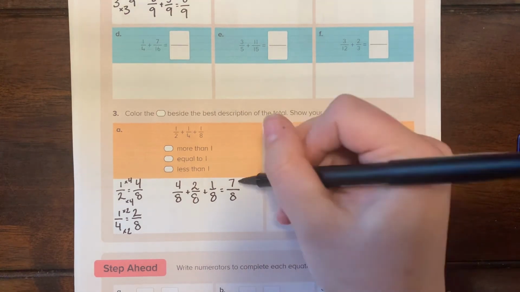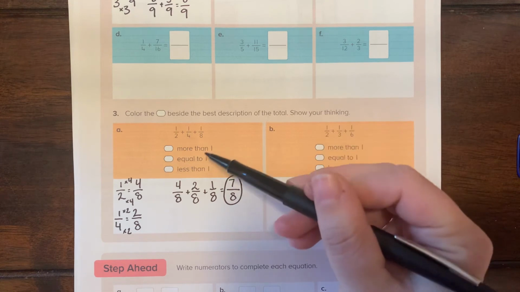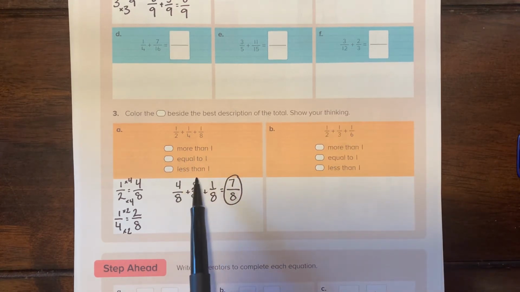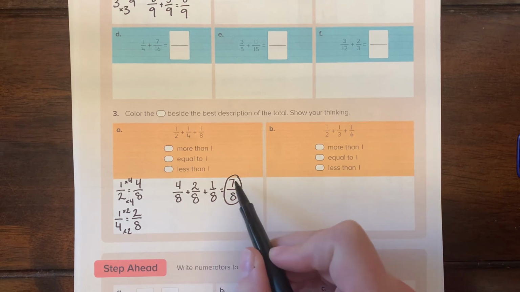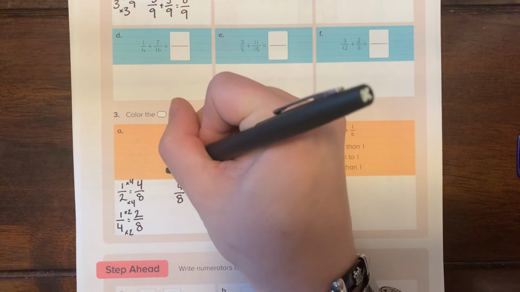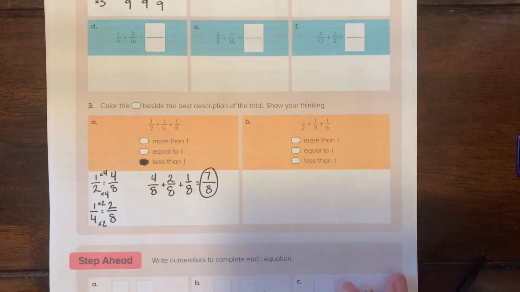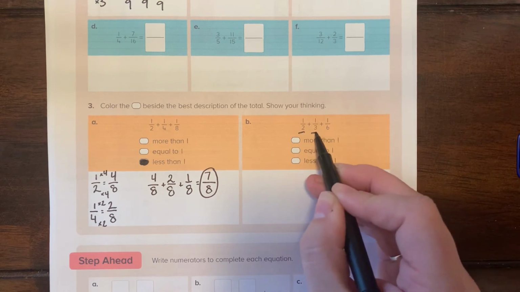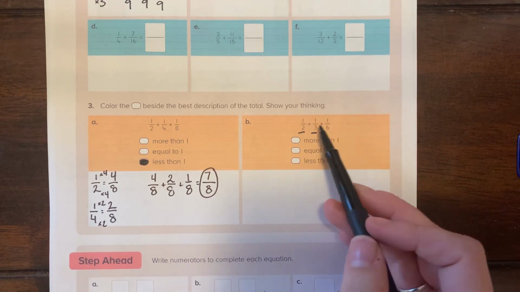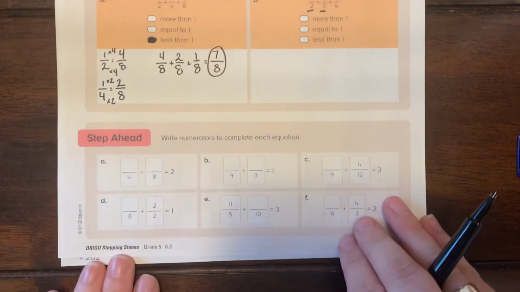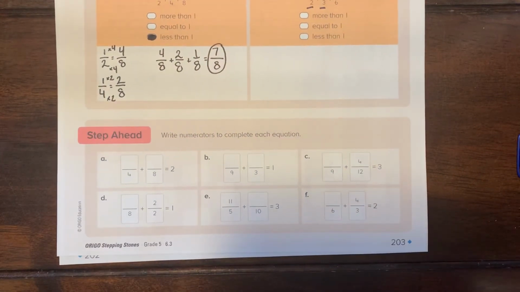Now that we know we have our 7/8, we need to tell whether it's more than 1, equal to 1, or less than 1. Well, it's 1/8 away from being 1, but it's still less than 1. So we're gonna color in this little bubble right here. And then you'll do the same thing on this side. I'll give you a hint. You're gonna be changing 1/2 and 1/3 to a 6 because we can't make the 6th into 2 or 3. And at the bottom, this is gonna be a little tricky. You're gonna have to use your brain power for this one.